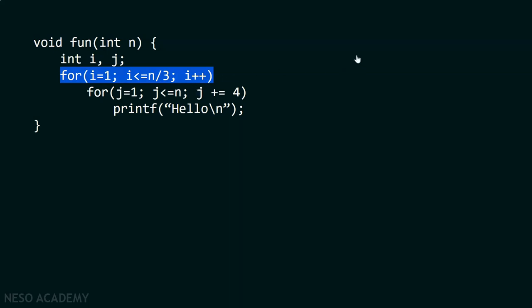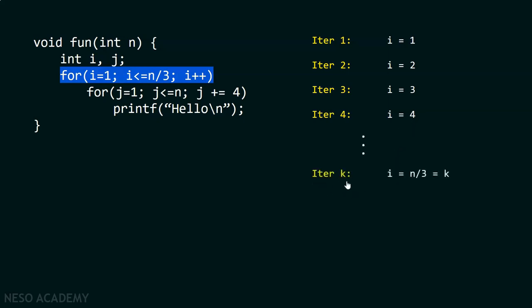So you can clearly say that in the iteration number 1, i is equal to 1. In the iteration number 2, i will be 2 because we are incrementing by one step. In the iteration number 3, i will become 3. In the iteration number 4, i will be 4. And so on. If you run this up to iteration number k, then I can say that i is equal to n by 3, which is equal to k. Because in the last iteration, i is equal to n by 3. We are assuming that we are running up to k iterations. That's why i is equal to n by 3 is equal to k.